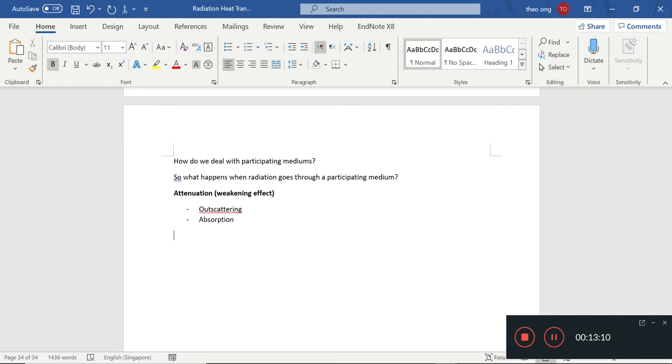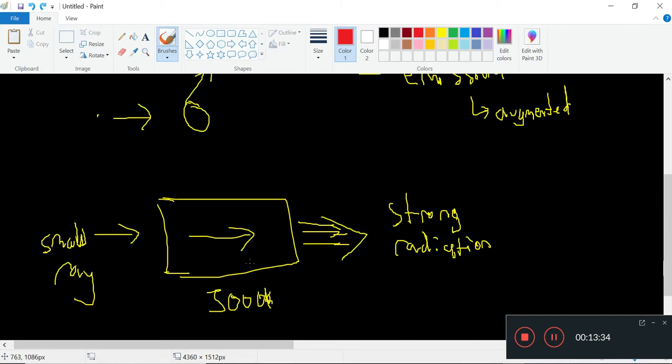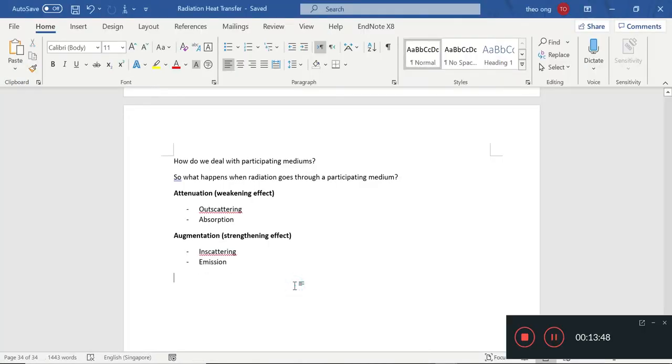Then what happens as well? You have augmentation, the strengthening effect. Like I said earlier, you have in-scattering, and then you also have emission. In-scattering means to scatter from other directions, in direction J, for example, to I. Emission is due to, well, if the body is so hot that it's emitting radiation in this direction, then you get stronger radiation coming out from the other side. So that is what emission is talking about.